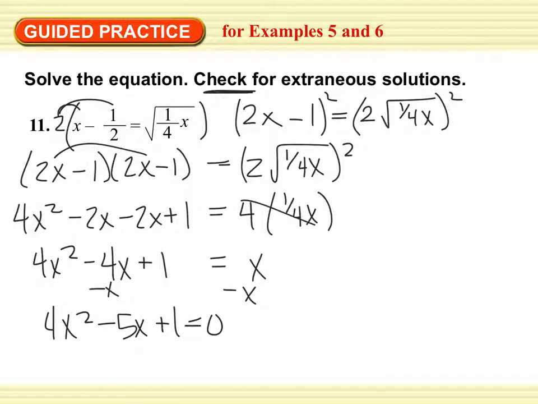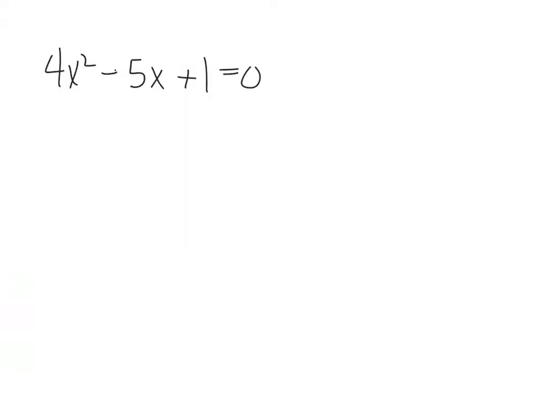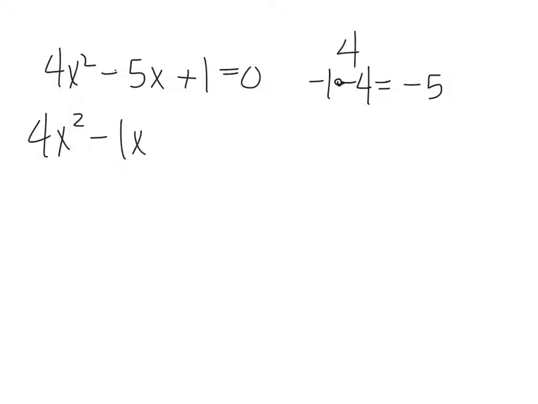I need a new page. All right, there we go. So I need two things that multiply to 4 and add to negative 5. I think if I do negative 1 times negative 4, that works. So now I have to factor by grouping. Yeah, I don't want to do that. Let's get the 4's together.